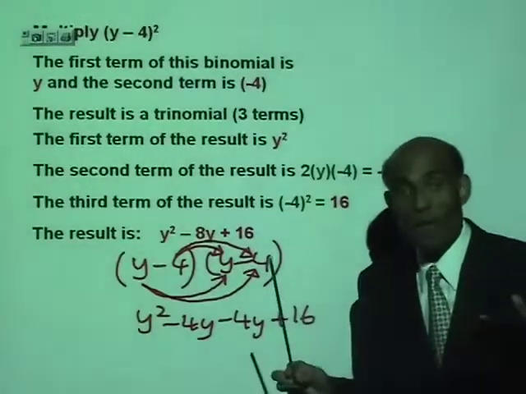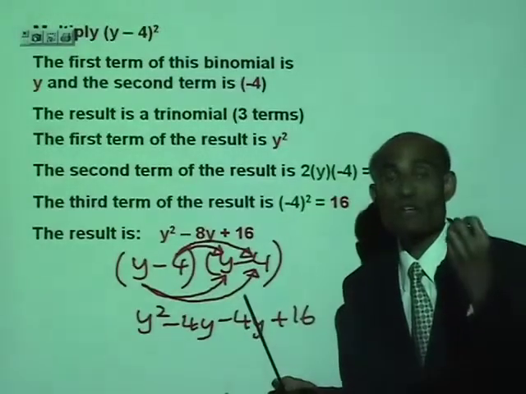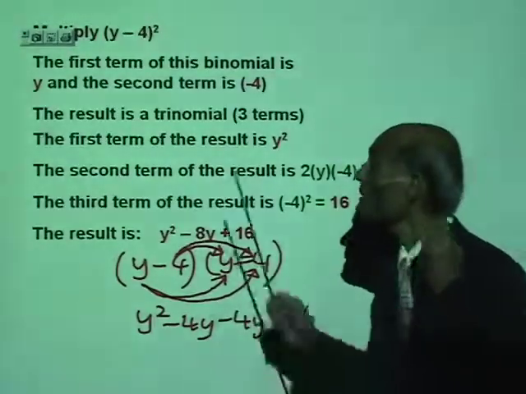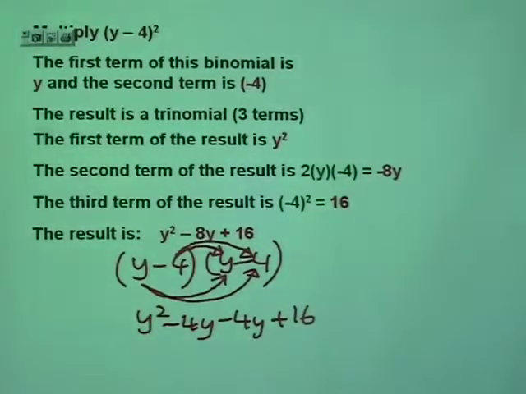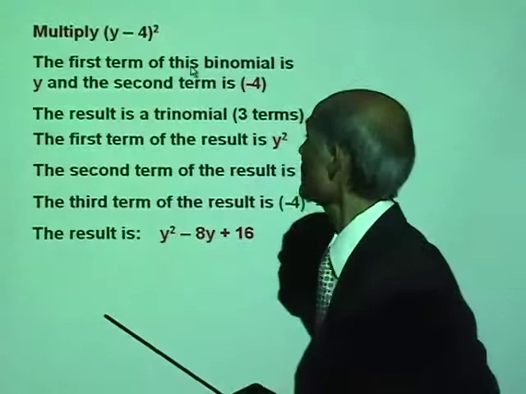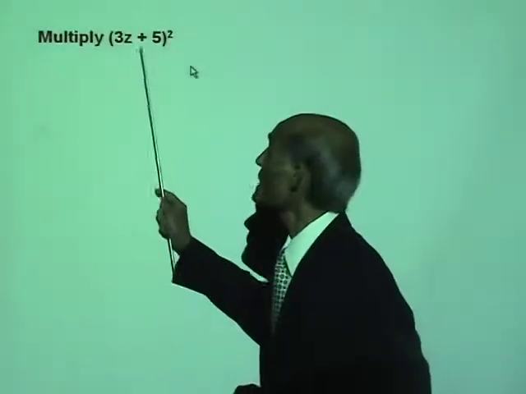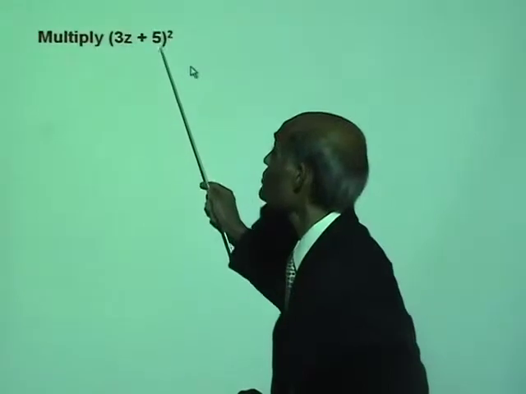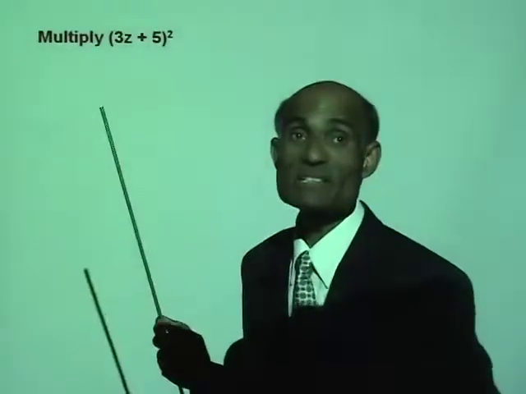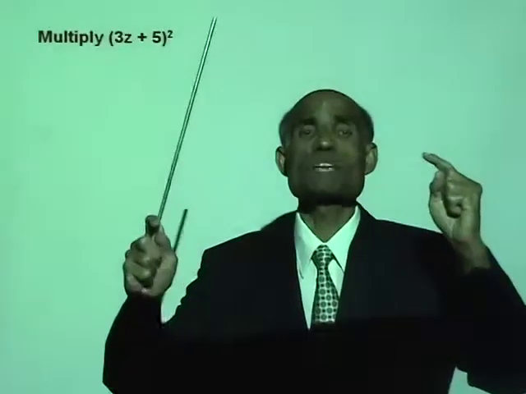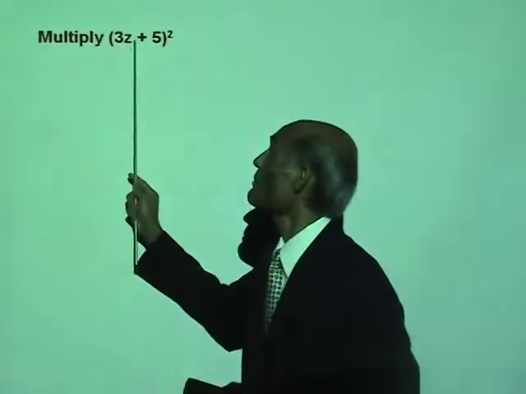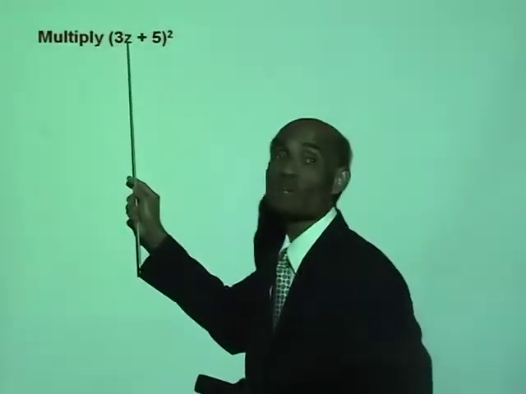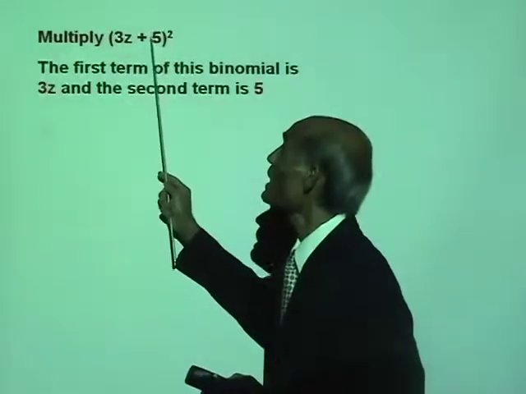So it doesn't matter what method you use, as long as you get it right. But using the formula, I hope you will find it more convenient. Okay, let's move on to another one. Multiply 3z plus 5 all squared, 3z plus 5 all raised to the power of 2. Now, what is the first term of this binomial? The first term of this binomial is 3z and the second term is 5.